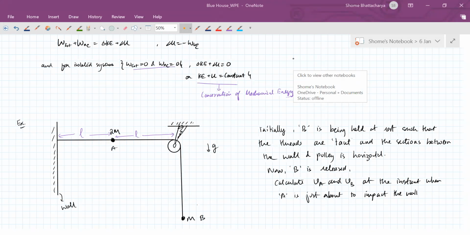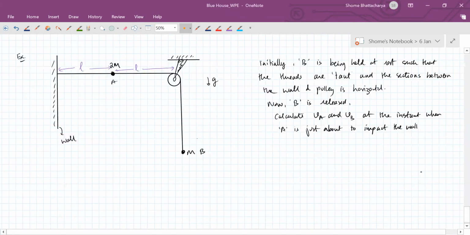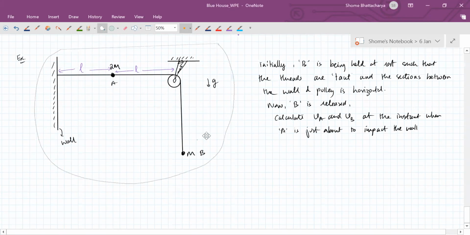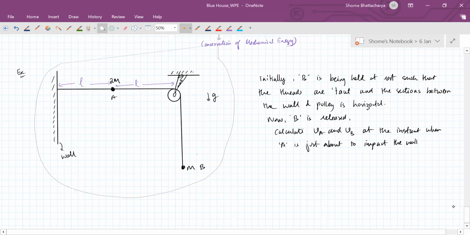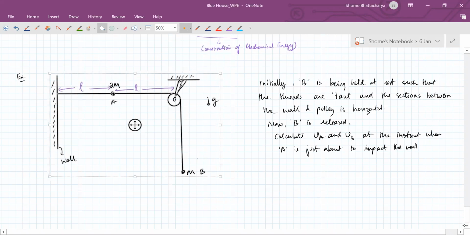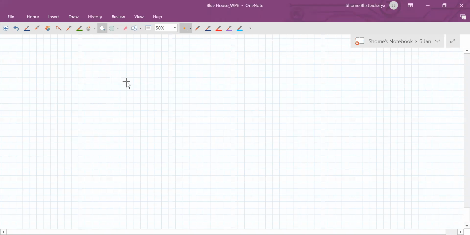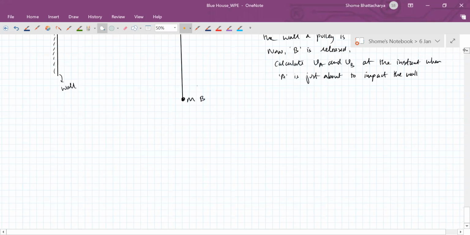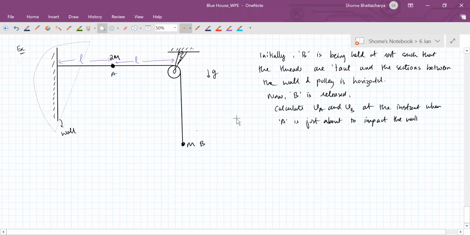But as A moves in that circle, it will pull the other thread. So that will pull B up. Now this part of the thread will remain vertical. So B's path will be what? It will be a vertically straight line, whereas A's path will be circular. That is the important thing to understand. Once you understand that path, next you also understand that it will have variable accelerations. So we can't really use kinematics to calculate the velocity. We have to use the work energy theorem. So we'll have to use the work energy theorem to solve this.